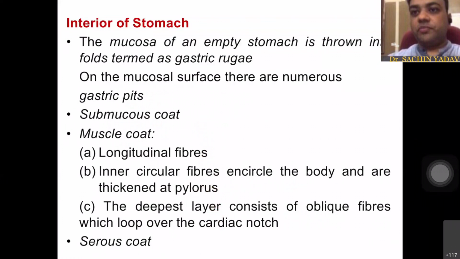These are the longitudinal fibers, the outer ones. The middle layer is the inner circular. The deepest is the oblique fibers, because the stomach is the main organ to help the churning of the food. So it requires pressurizing the food bolus from all sides, not only in two dimensions, that is circular or longitudinal. It has to be pressed, compressed, ground.